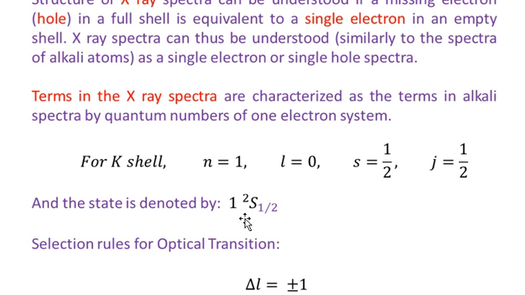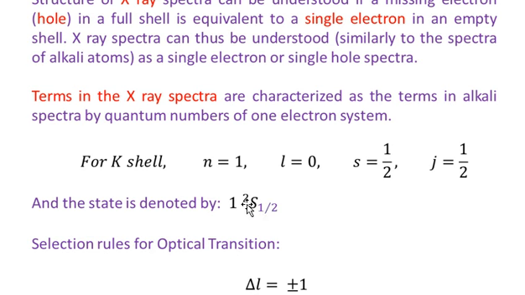And the state is designated by 1, which is due to the principal quantum number. 2 is the multiplicity. S is the term symbol corresponding to L is equal to 0. And this half is due to J. So 1, 2 S half is the term state for an electron which is removed from the K shell. For such a K shell, we can write down the term state as 1 2 S half.